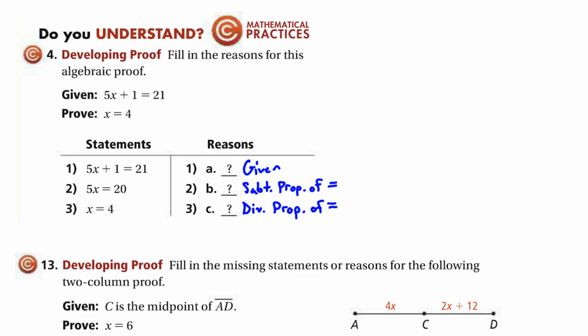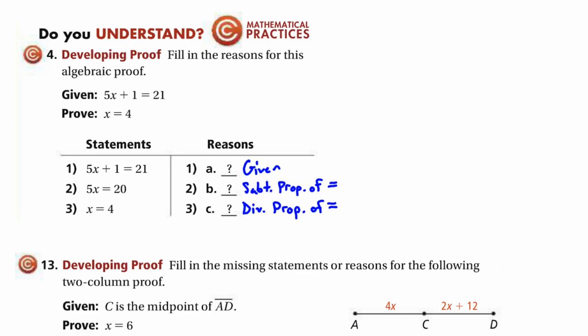So the first one, with an algebraic type of proof, these are the ones that you should find a little bit on the easier side, just because we're so used to going through this process. Really, it's just a matter of remembering the different properties so we can label them. So in this one, we start with 5x plus 1 equals 21. That's given because it's stated right up here that that is given. And then the proof, that's what we're trying to get to.